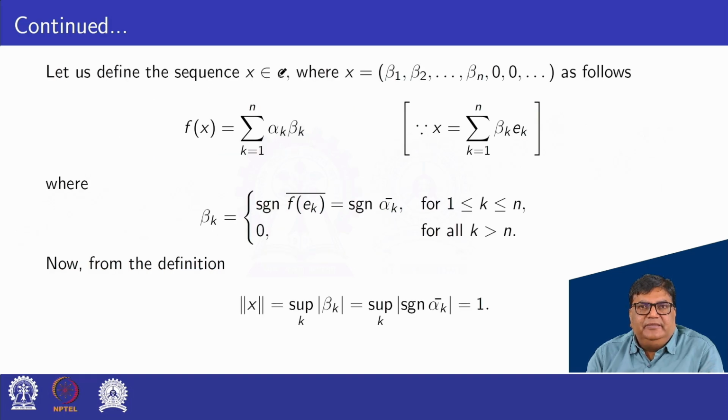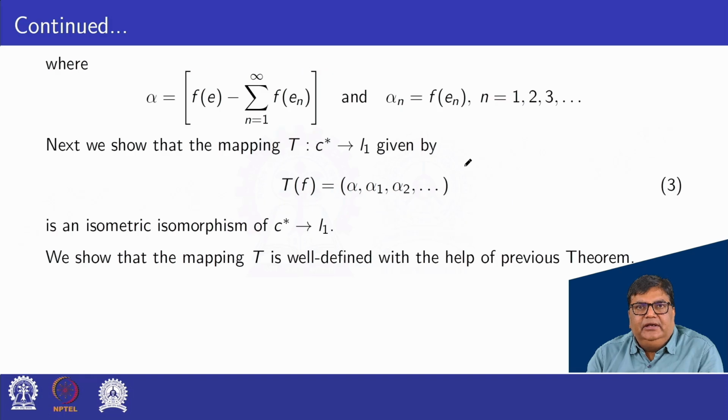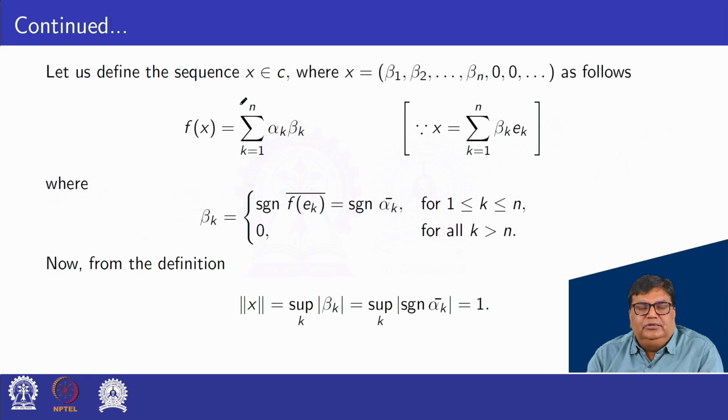Let us define the sequence x belonging to C, where x equal to (beta 1, beta 2, and so on, beta n, and 0, 0, 0 up to infinity), as follows: f of x equal to summation k equal to 1 to n alpha k into beta k. So x can be written as summation k is equal to 1 to n beta k ek. So f of x equal to summation k is equal to 1 to n beta k into f of ek, and f of ek is alpha k. So we can write f of x is equal to this, where beta k is equal to signum of conjugate of f of ek, that is signum of alpha k bar, for k lies between 1 to n, and beta k is equal to 0 for all k greater than n.